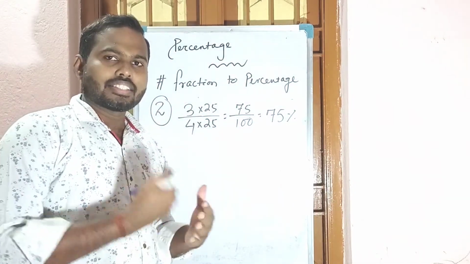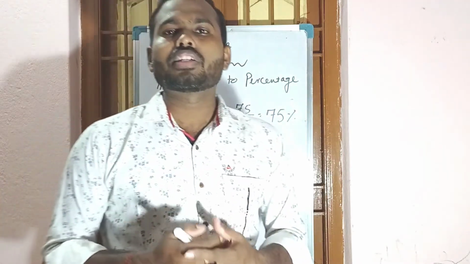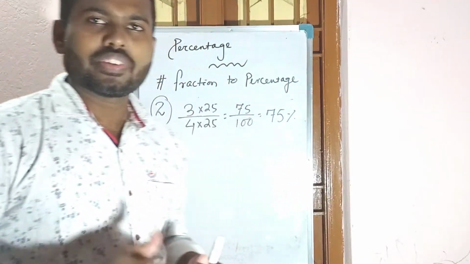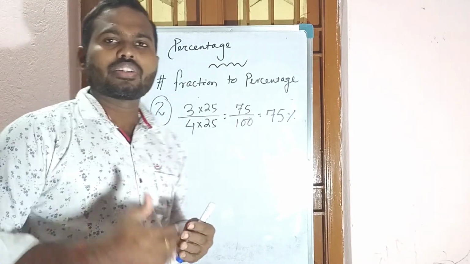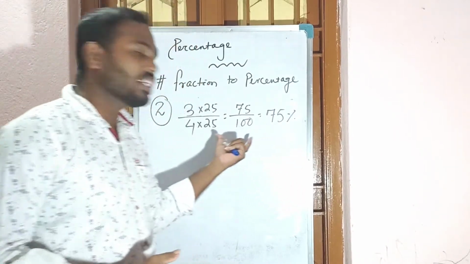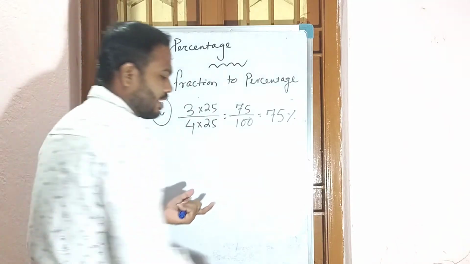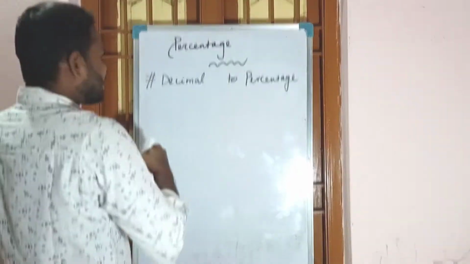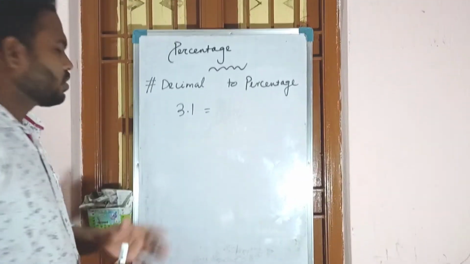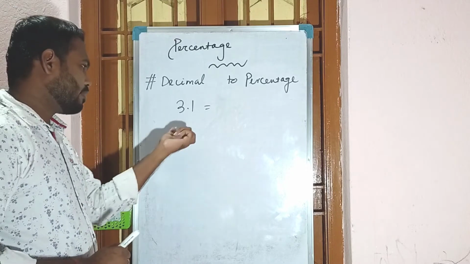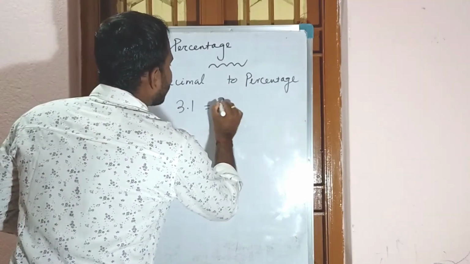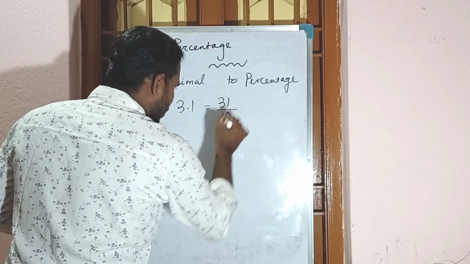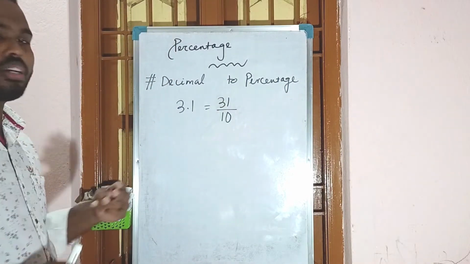Let's discuss the conversion of decimal numbers into percentage. This is also very simple. First of all, we have to convert the decimal into a fraction, then we will follow the same process. Let's start with decimal to percentage. First we convert this decimal into a fraction. Let's convert it. It will become 31 by 10.